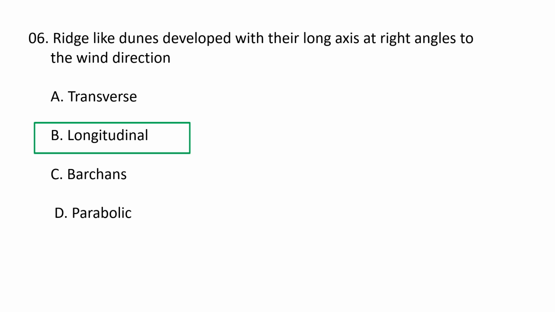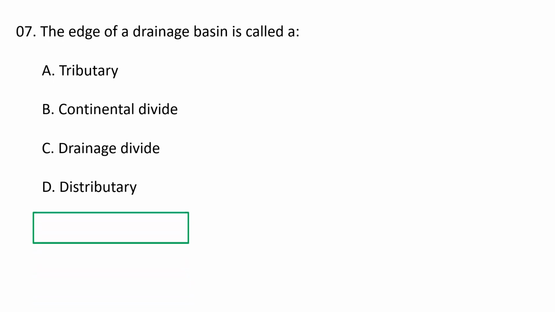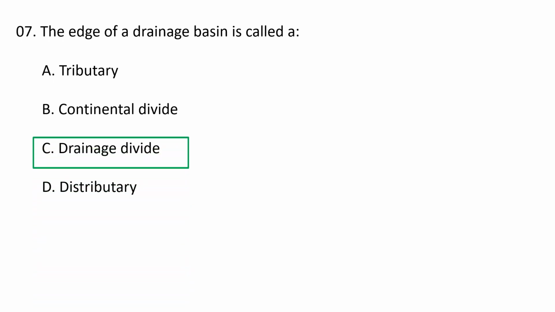Next question. The edge of a drainage basin is called A. Tributary, B. Continental divide, C. Drainage divide, D. Distributary. The edge of a drainage basin is called a drainage divide. The boundary line along a topographic ridge or along a subsurface formation separating two adjacent drainage basins is known as a drainage divide. C is the correct option.